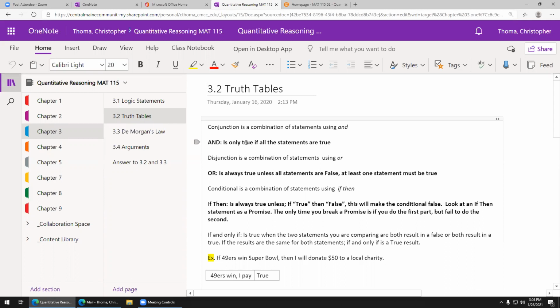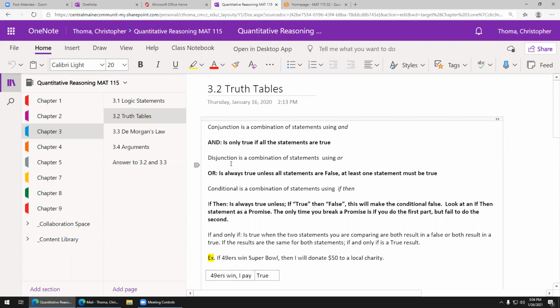And is what we call a conjunction, and it is only true if all the statements are true. Or is a disjunction, and it is always true unless all the statements are false. Basically, it's saying at least one must be true. And again, this doesn't quite make sense yet till we get to a truth table.